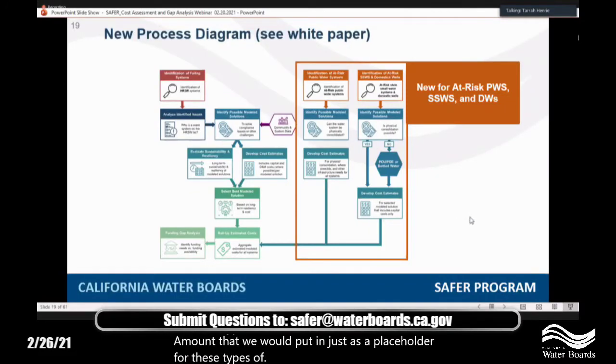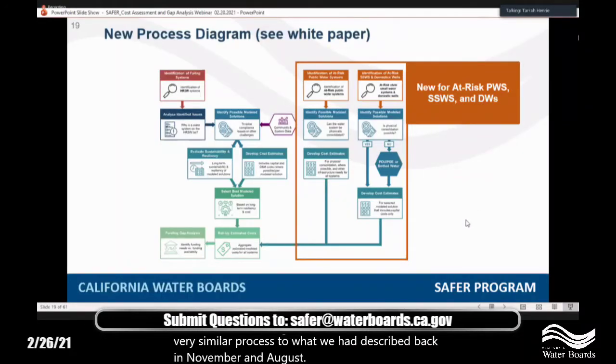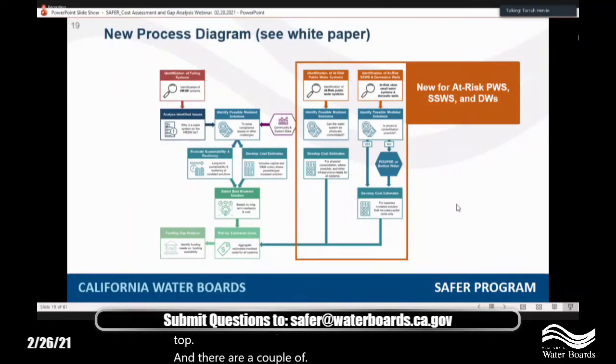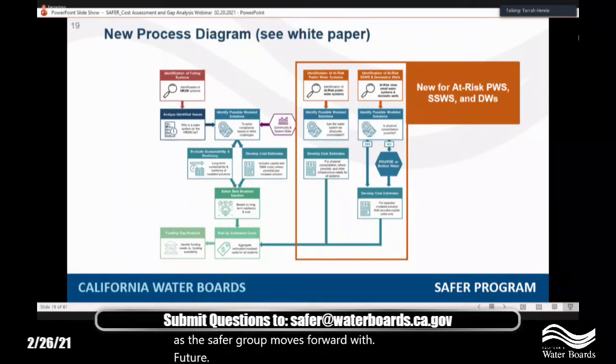So the human right to water systems are still very much going through a very similar process to what we had described back in November and August. And now the at-risk systems are shown in that orange color there at the top. And there are a couple of groups of at-risk systems. There are the at-risk public water systems, and those were identified through the at-risk process, which there have been several webinars about, and that process will continue to get refined as the SAFER group moves forward with future needs assessments and refinements of the process.